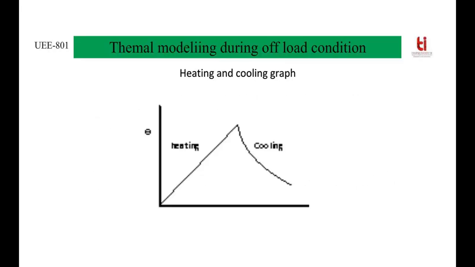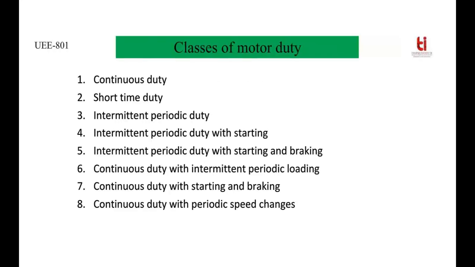Here a graph is plotted during onload and offload condition. When the machine is loaded, its temperature will keep on increasing. Here a linear graph is plotted, but it may be an exponentially increasing graph during heating conditions. Similarly, during cooling conditions, the temperature of the machine will keep on decreasing. So it may decrease linearly or exponentially to the steady state temperature.